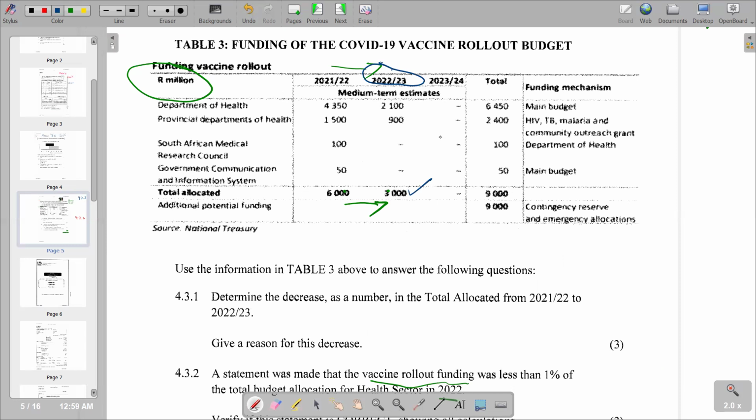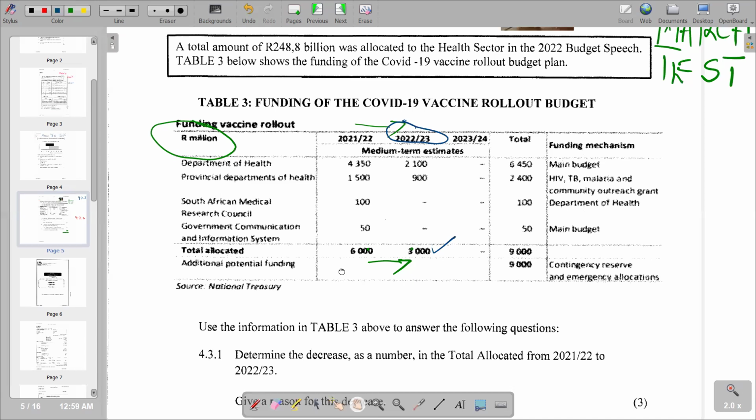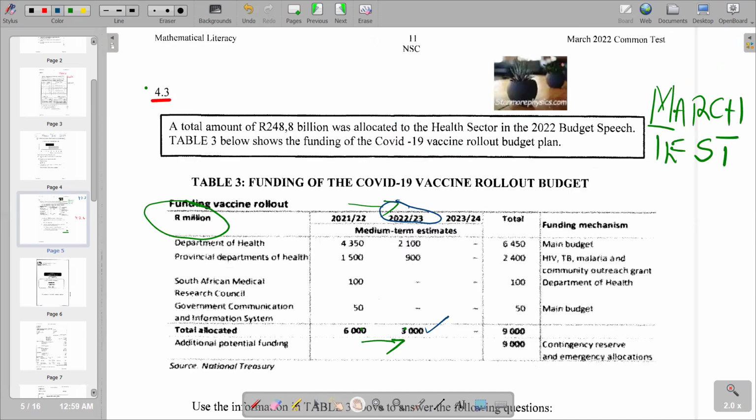We have got 3,000. So this is going to be your numerator, and then our denominator is going to be the total budget allocation. If you go up, you see that we are given the total budget allocation is 248.8 billion. So this is going to be your denominator. On our other section, we are going to convert our 3,000 that we have.